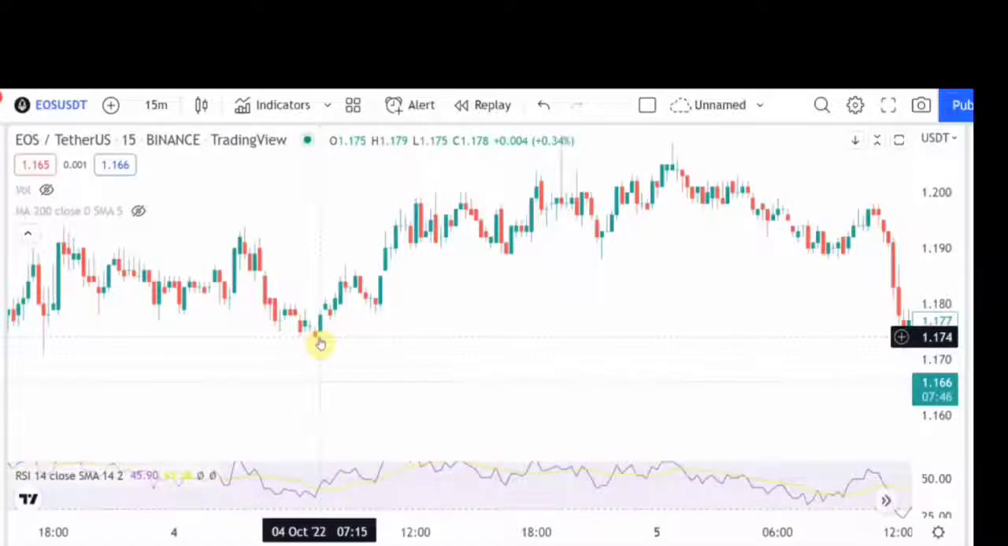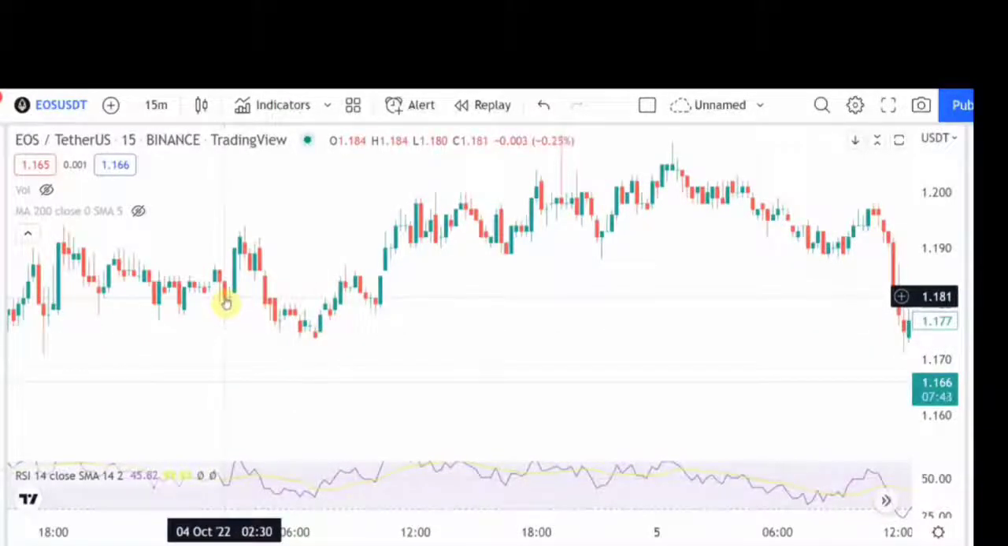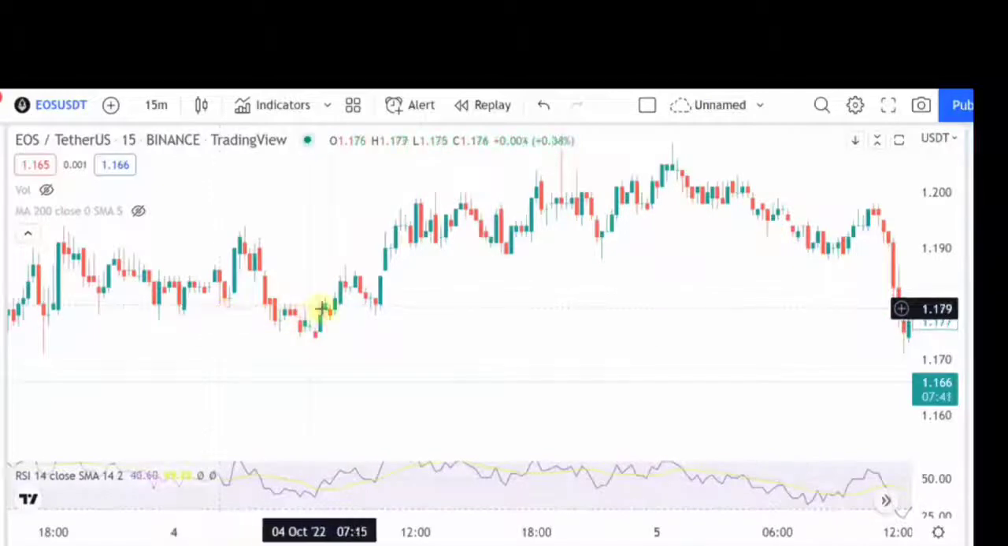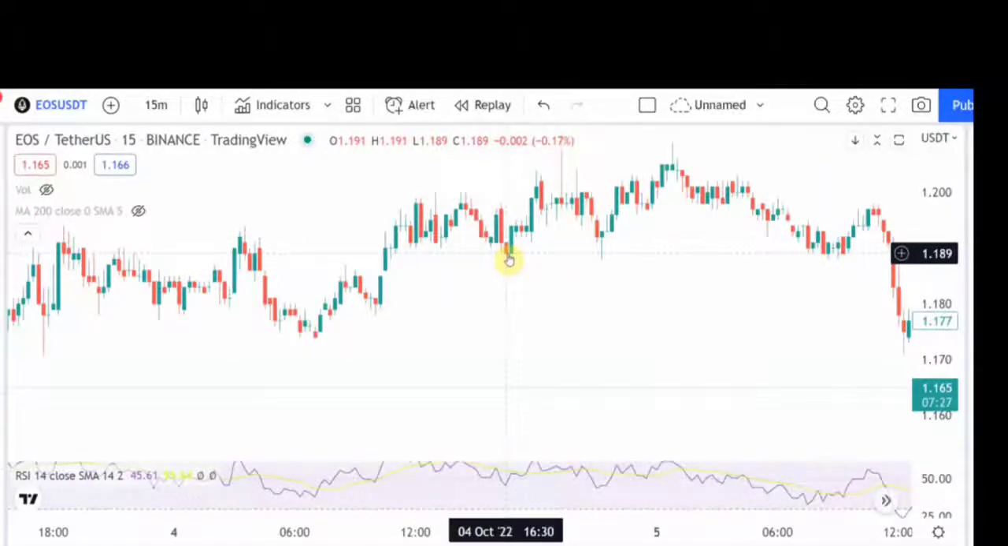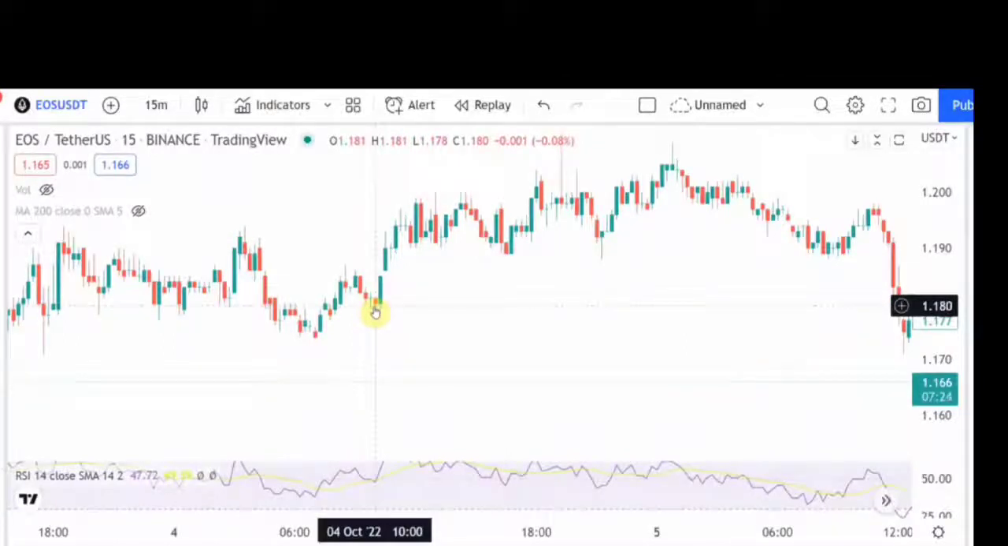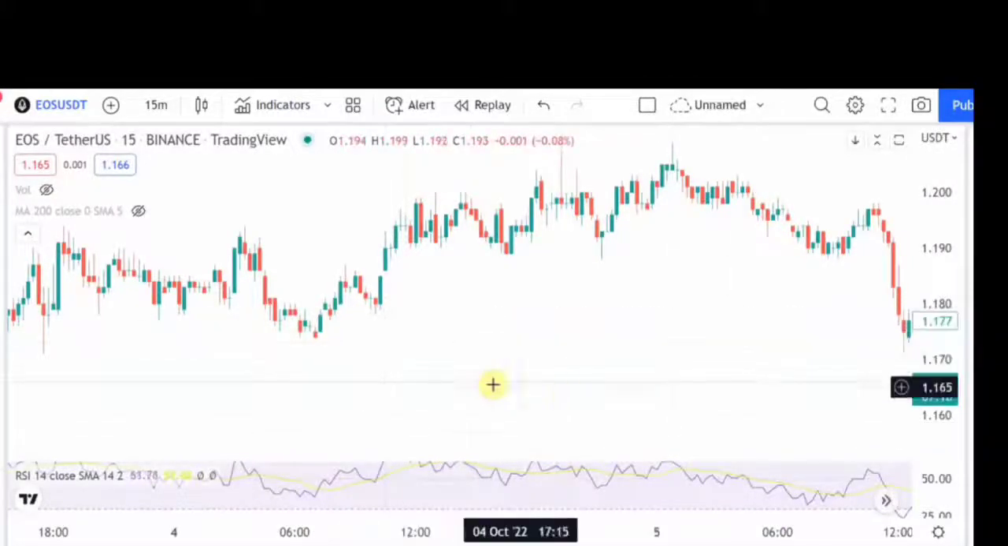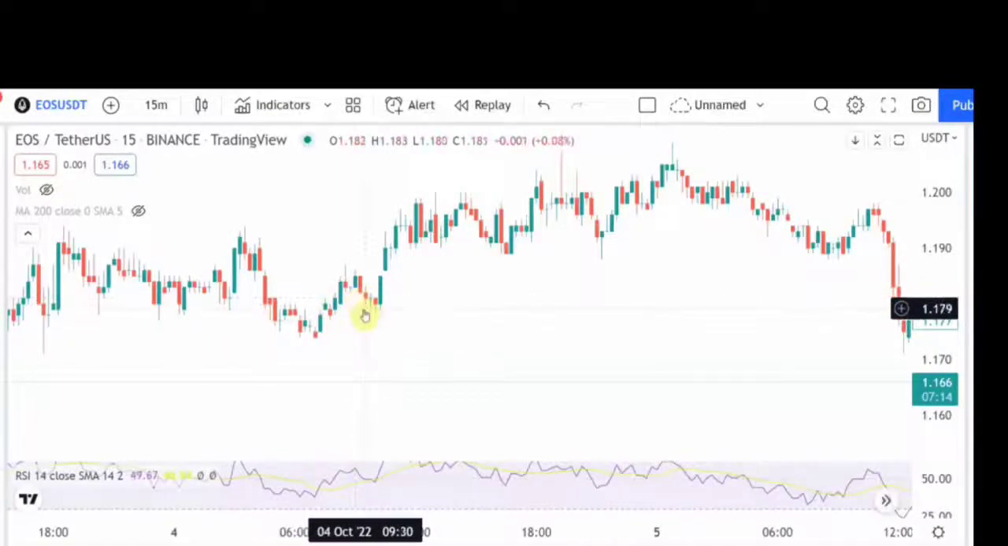Yes. So I gave an entry and I said this is 2 p.m. and this was 4 p.m. This was 9 p.m. So this was when, this was 10 in the morning. Yes. Okay. So this was when I gave that signal and I said long from 1.119 as risk entry.